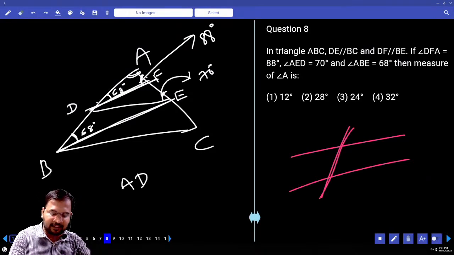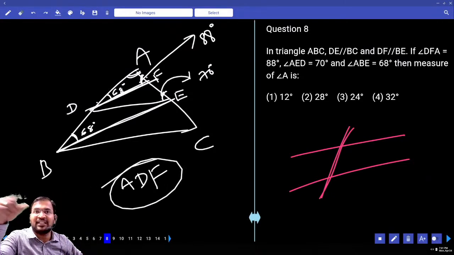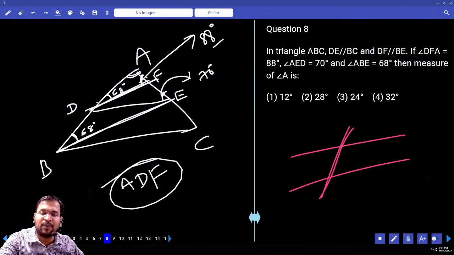ADF is a triangle, na. One angle is 88, one angle is 68. So the total sum is 180 degrees, na. Then what is remaining? For 80 this is how much less? For 90 this is how much less? 22. 22 plus 2, 24.